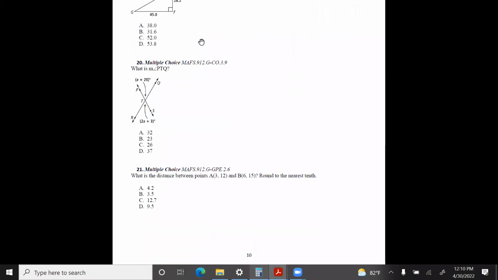On 21, down there. What is the distance between these 2 points? So you'd have to know your distance formula. Distance equals the square root of x2 minus x1 squared plus y2 minus y1 squared. So again, change in the x's squared, change in the y's squared, and then square rooted.